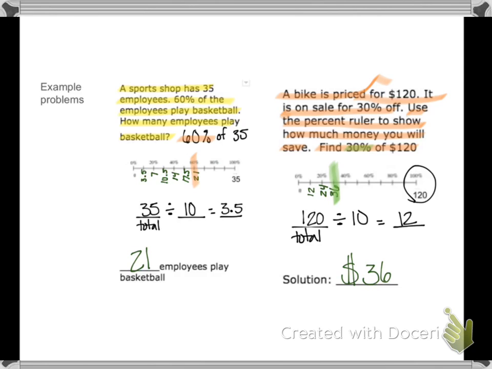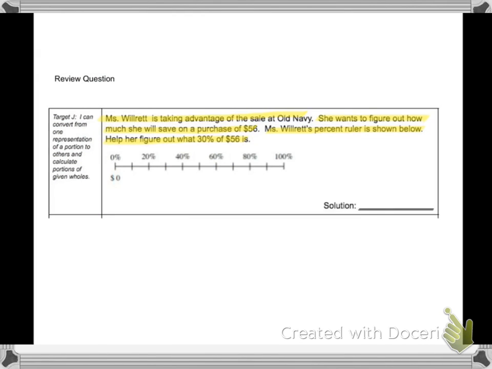Let's take a look at the review question again. Miss Wilrett is taking advantage of the sale at Old Navy. She wants to figure out how much she will save on a purchase of $56. Miss Wilrett's percent ruler is shown below. Help her figure out what 30% of 56 is. Use what we just did in our example problems to help you answer this question.